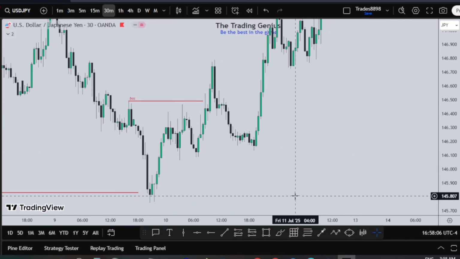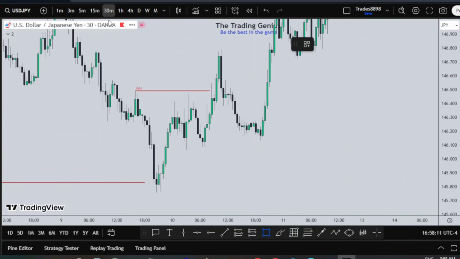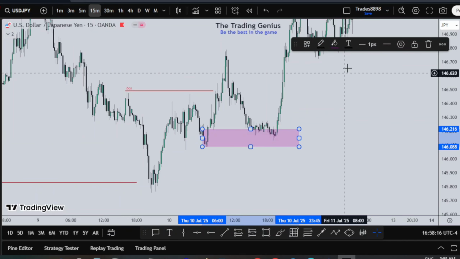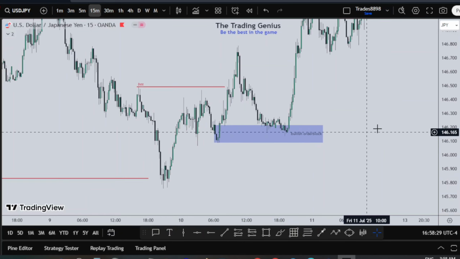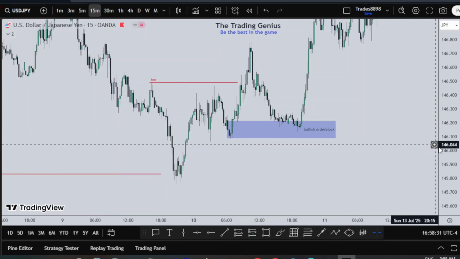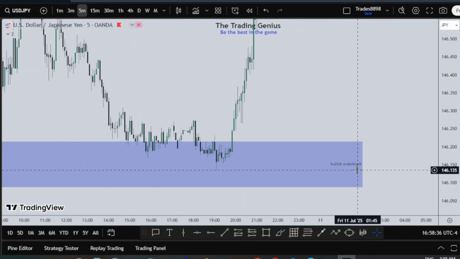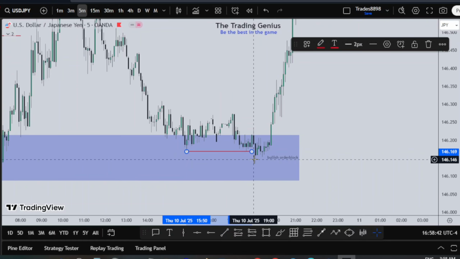And next, we're looking for a bullish order block. So here we go to the smaller time frame. We can see the 15-minute time frame here, which has a bullish order block, okay? Bullish order block right here. And after that, we're going to go to a smaller time frame to look for our setup, and we can enter our model right here.